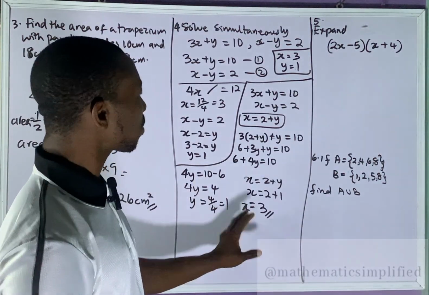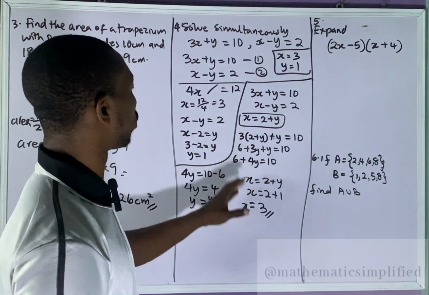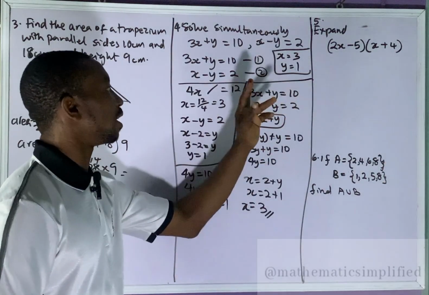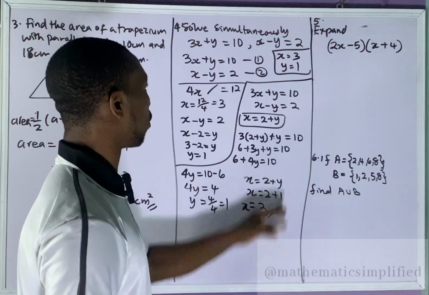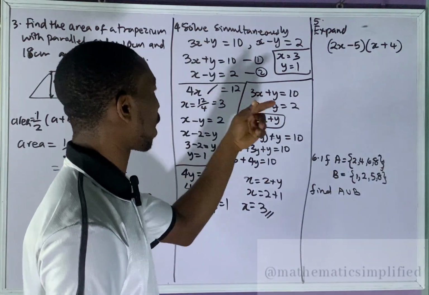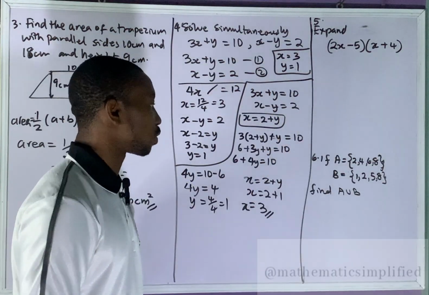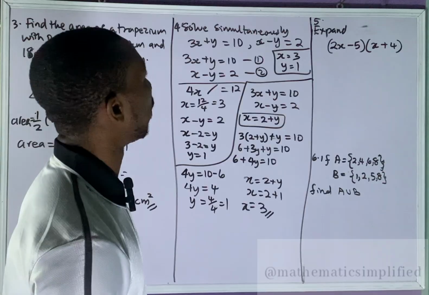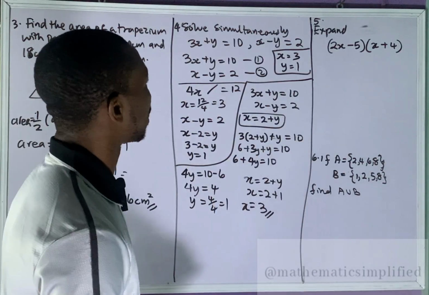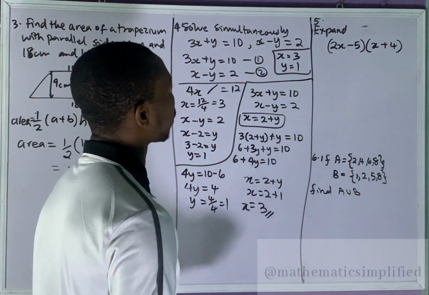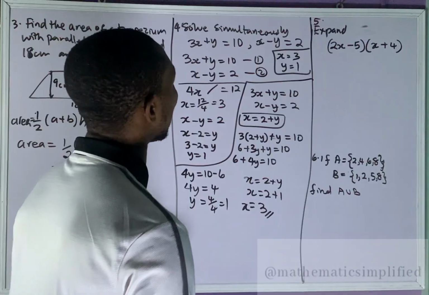So either way, whichever method you're using, you should be getting the same answer of x equals 3 and y equals 1. All right, now in expanding, it says expand 2x minus 5 bracket x plus 4.